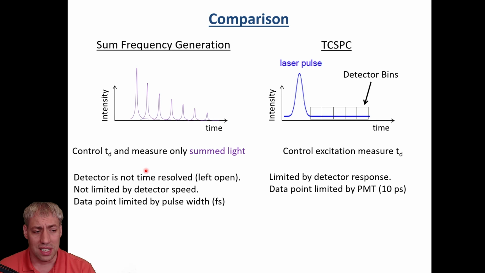And so in this case, it's not detector limited like it is with TCSPC. For something like a PMT, you're limited by, say, a 10 picosecond response. In this case, you're limited by your delay stage as well as how well you can control the time distance between your excitation and your gate pulse out of the system. So it's not limited by your detector. Your detector stays open the whole time, but the only time the detector sees light is when you have both of those incident lights, the emission plus the gate pulse, happening at the same time.